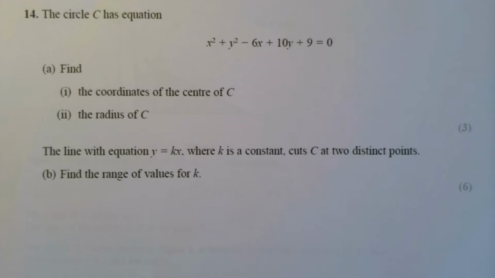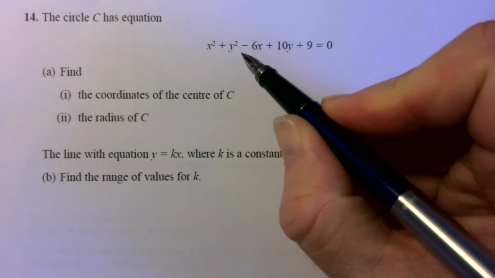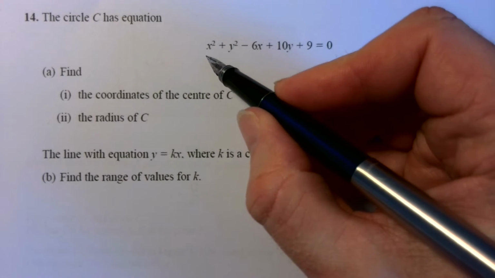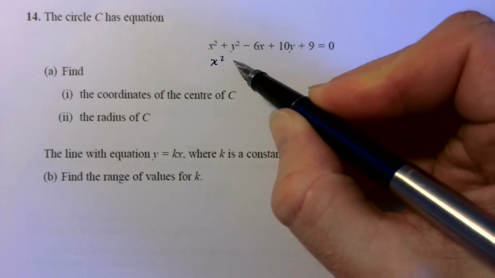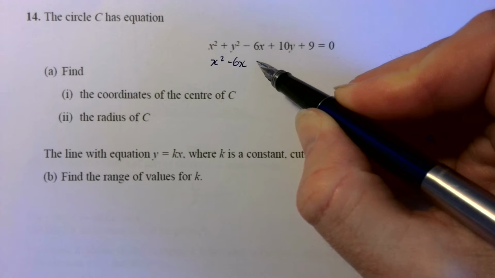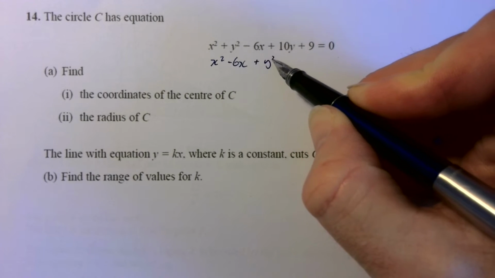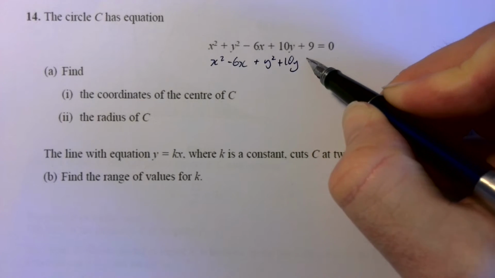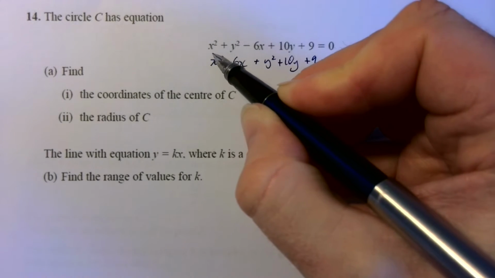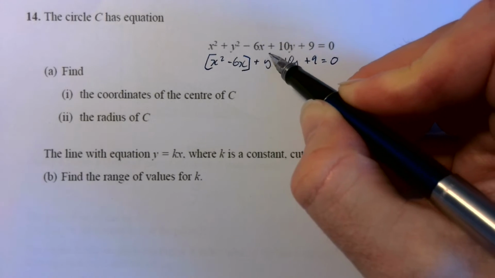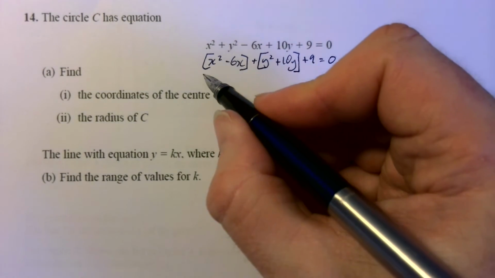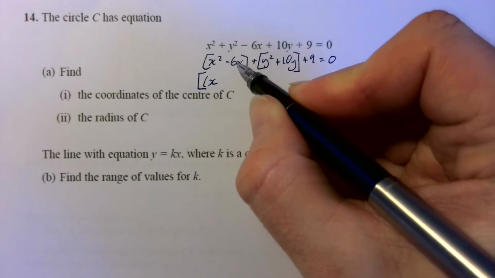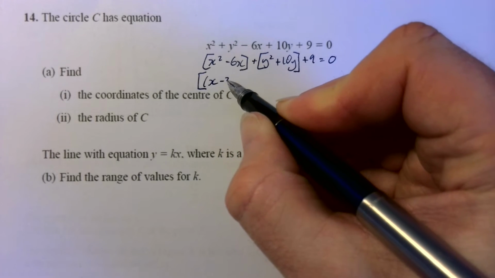Okay, now here's a circle question that starts off nicely enough. It's all just completing the square stuff, isn't it, to find the coordinates of a circle. So I'd start by moving all the x stuff together and all the y stuff together. And because I'm going to complete the square for the x's and the y's separately, I'm going to put some boxes around them. And then I'm going to say, right, okay, I need to halve the coefficient of x.